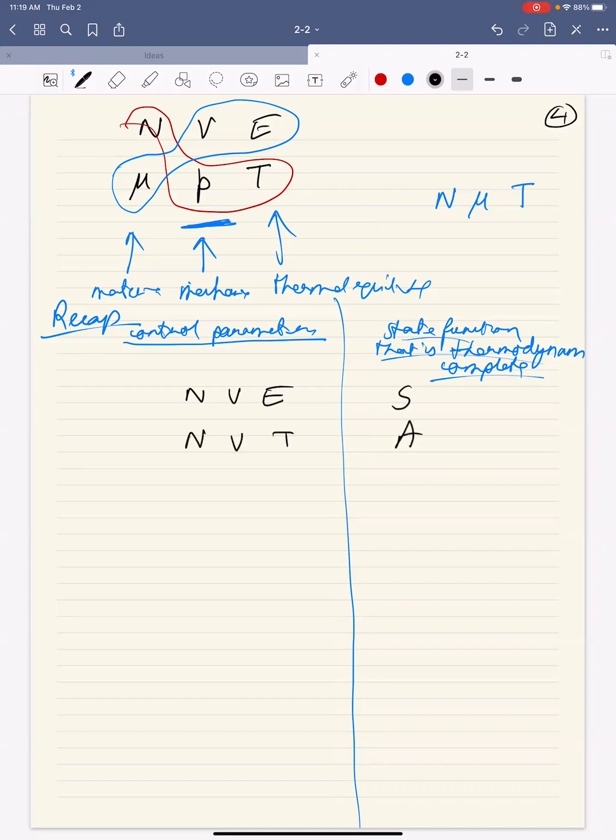Let's start adding more. N, V, T is Helmholtz energy, right? Which else do we have? Which one is it for Gibbs? N, P, T. What about enthalpy?